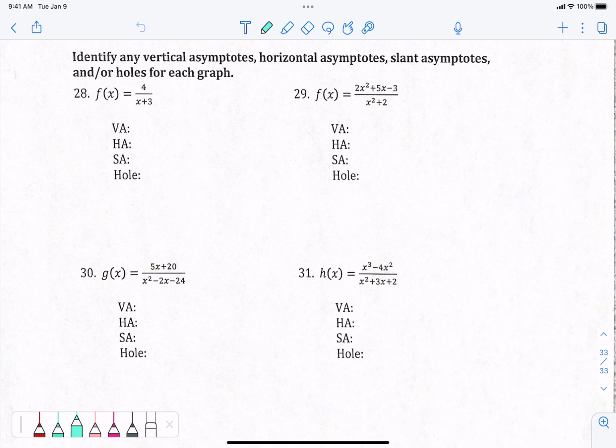All right, hey guys, we're starting the review. We're going to start from the back and work to the front because this is fresh in our brains. So starting with 28, we'll go through 28 through 31, and then we'll just move to the next chunk, okay?